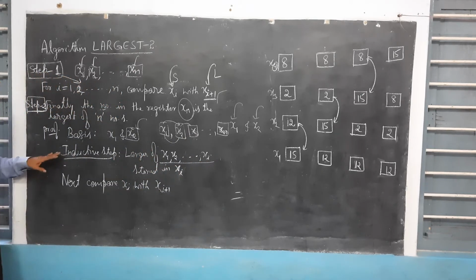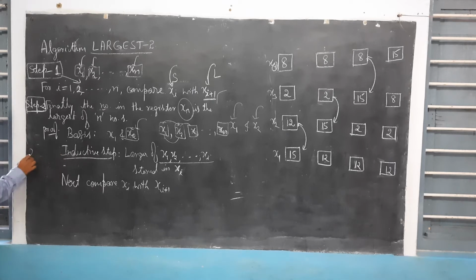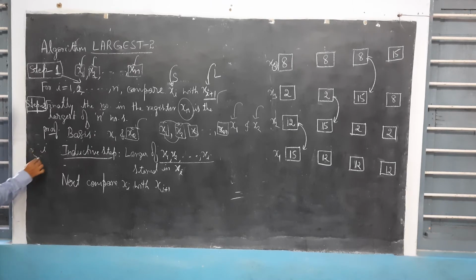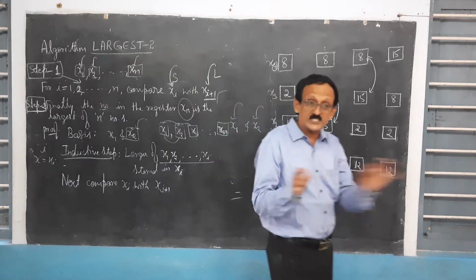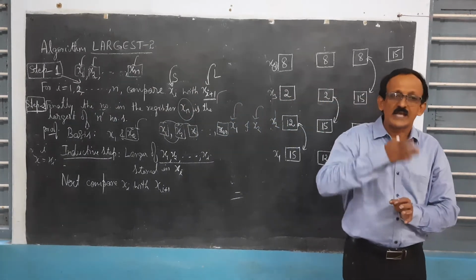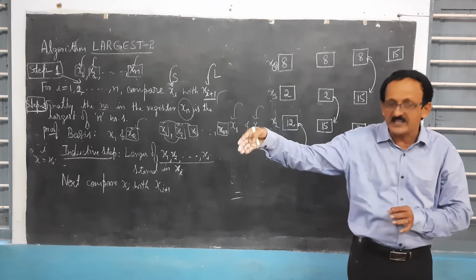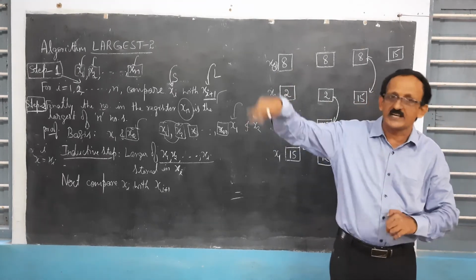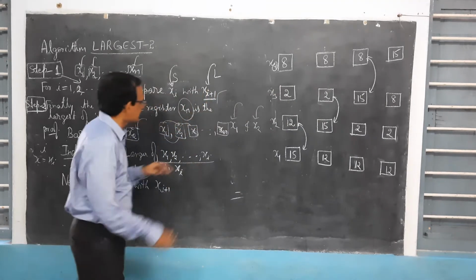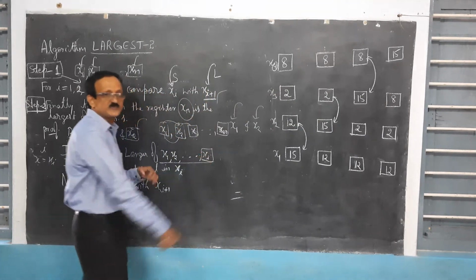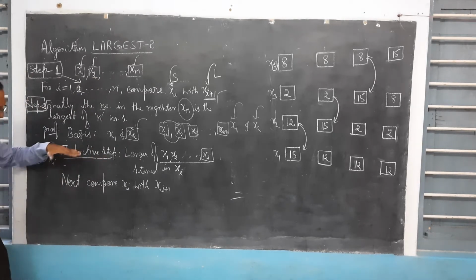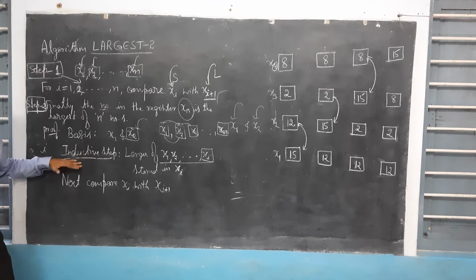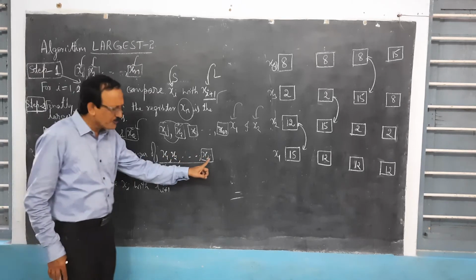Inductive step: assume the result for i, that is, up to i registers. What does the result mean? Among x1, x2, x3 up to xi, the largest is stored in xi. Then in mathematical induction, what is the next step? After the inductive hypothesis, after this assumption, the next step is the proof for the next value.